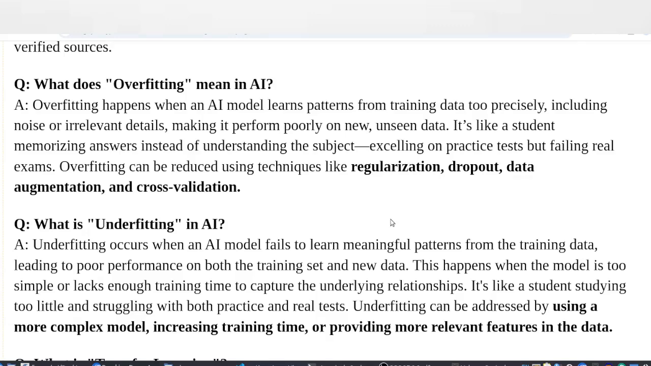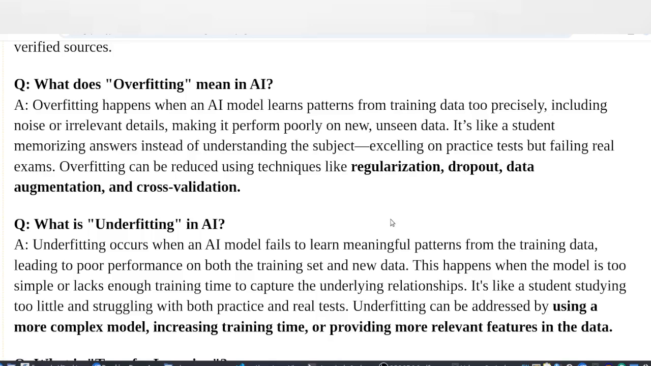That means the data is not that good, and the model does not have the ability to process it properly, and the training time is not enough. In that case, we have to use a proper, good, complex model, and we have to increase the training time. And in the training data, we have to add more features.